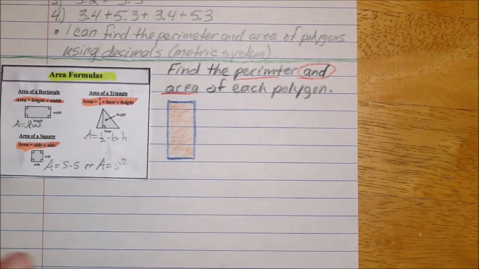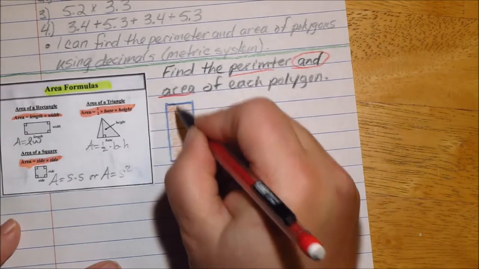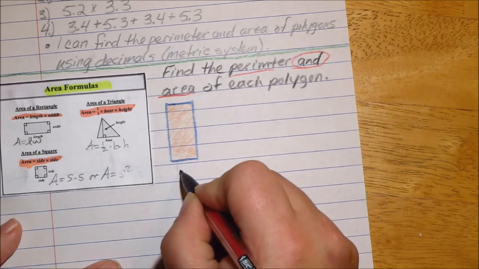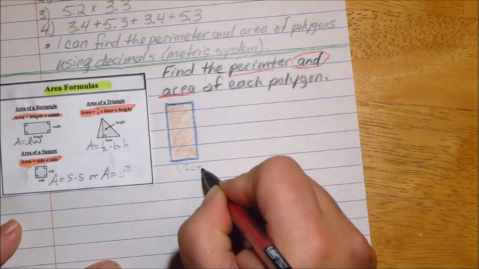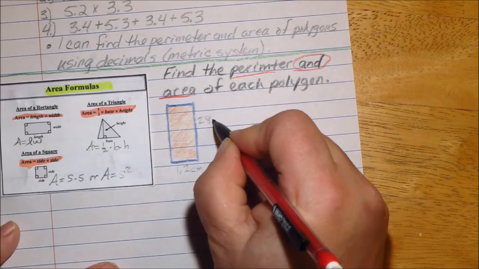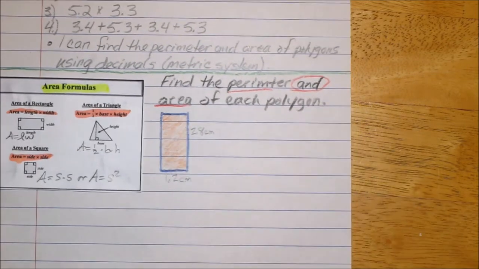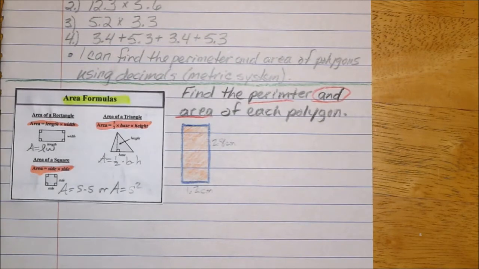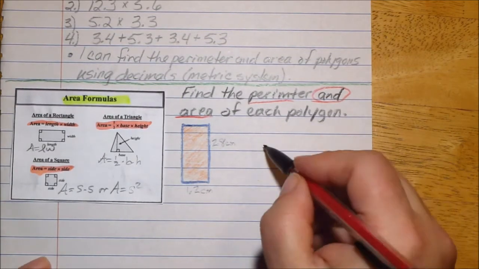All right, I need to label it, and I remember that I wanted my width here to be 1 2/10 centimeter, and my length is 2 8/10 centimeter. Okay. All right, so now I have my shape and I can find my perimeter and area. It doesn't matter which one you do first. I'm just going to do area up here because it fits better.